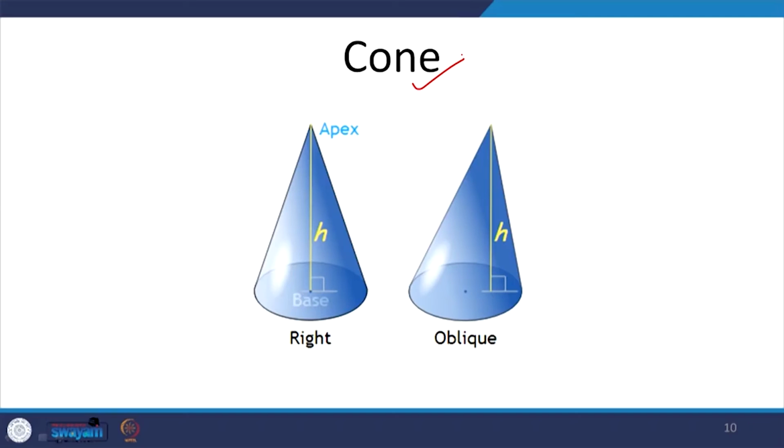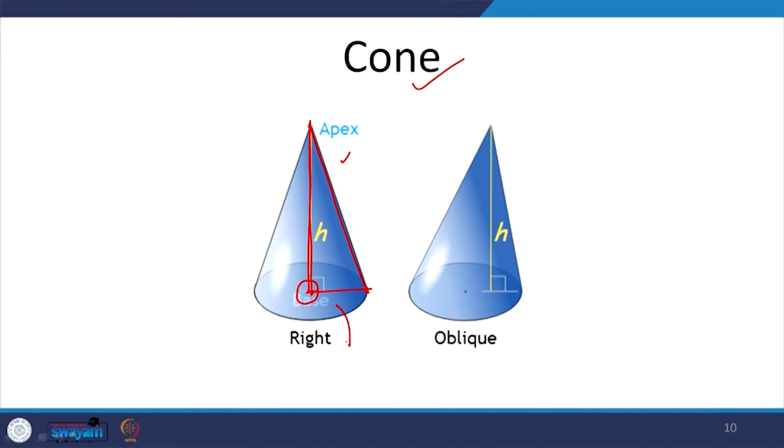The next solid of revolution is the cone, which is again very simple. Now, how do we arrive at a cone? The cone is formed by rotating a right angled triangle about its perpendicular side by 360 degrees. So, if we revolve this right angle triangle about its perpendicular side, then we will get a cone. In the cone, again, cone is a type of pyramid.